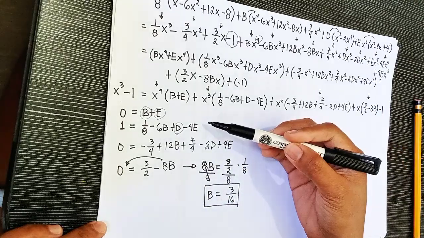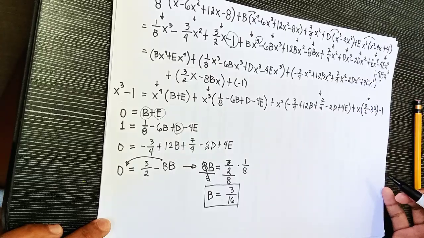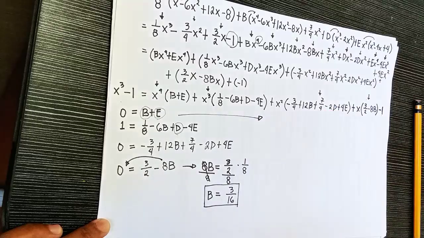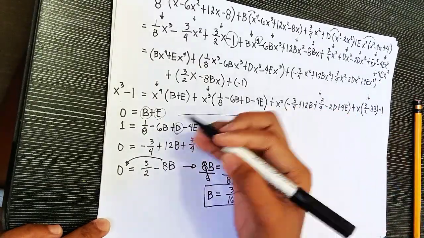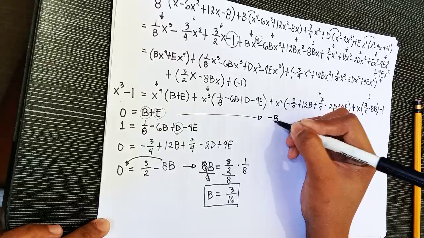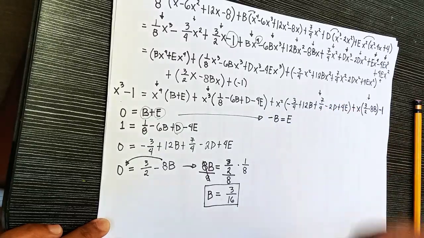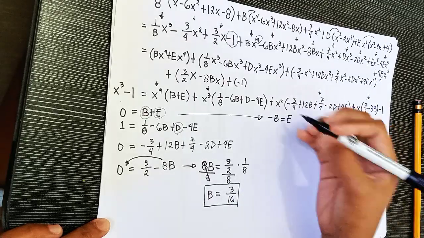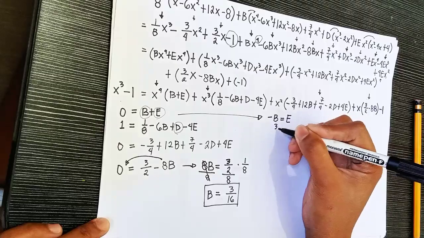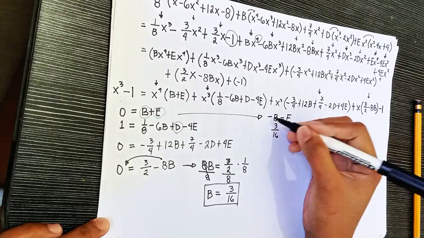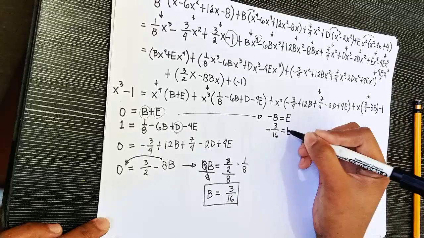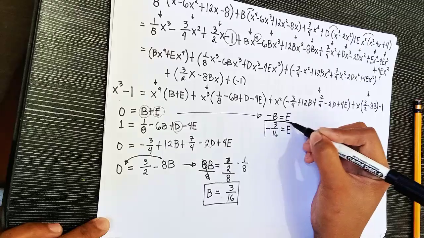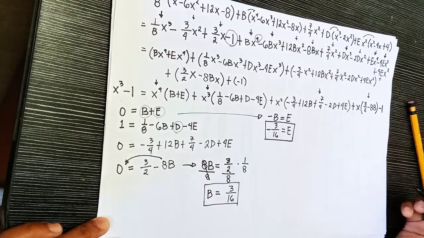So, looking into other equations, we can solve E by using the first equation, B plus E. By transposing B, we have negative B equals E. And since we already got the value of B, 3 over 16, we will just substitute it. So, 3 over 16, and that would be negative. So the value of our E now would be negative 3 over 16.